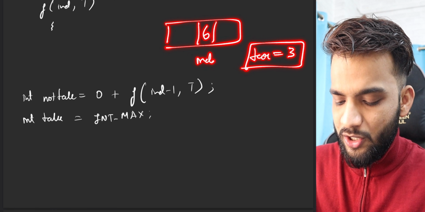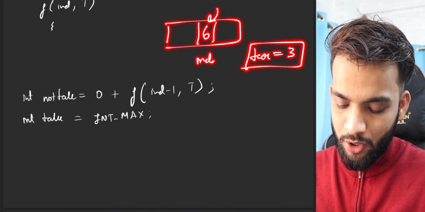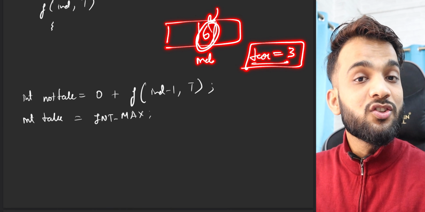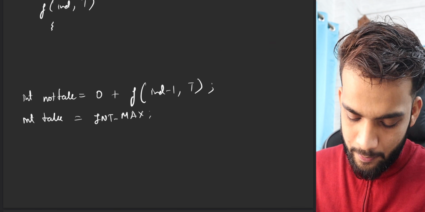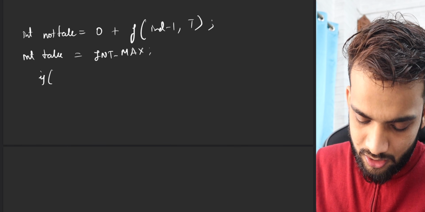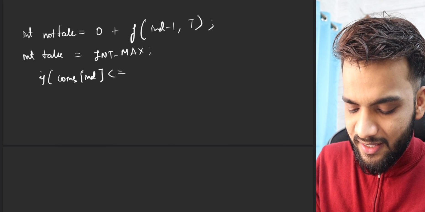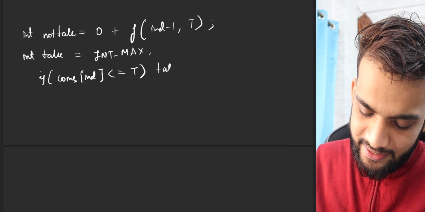Can you take this denomination? Will it make sense to take this denomination? The answer is no. Because if you take a denomination of 6, but you're looking for a target of 3, it does not make sense. So before taking any denomination, just make sure you ask, is the coin at that index lesser than the target that I'm looking for? If it is, then I can take it.